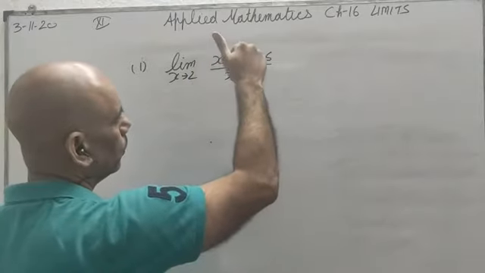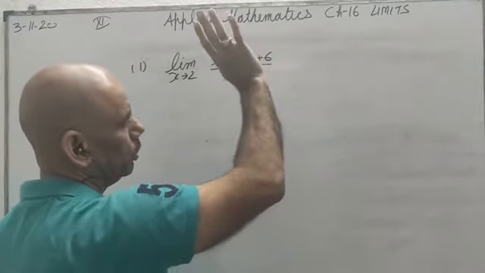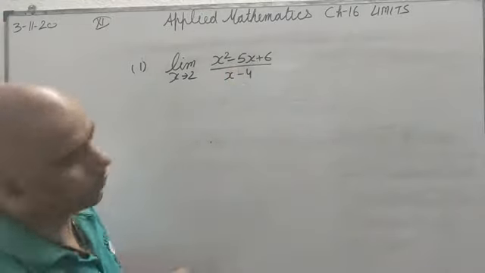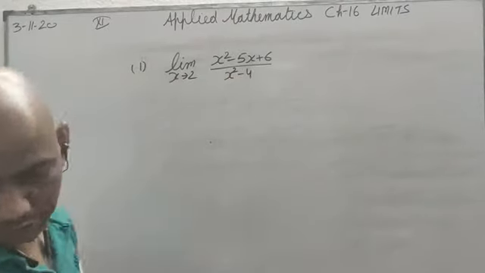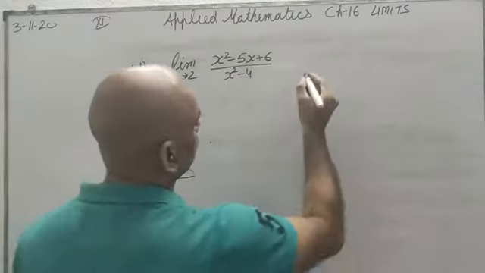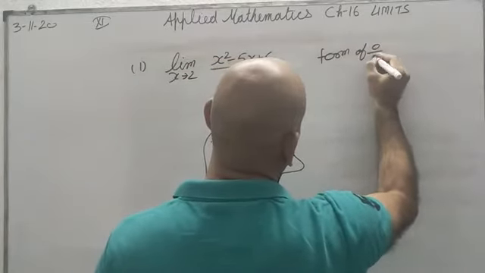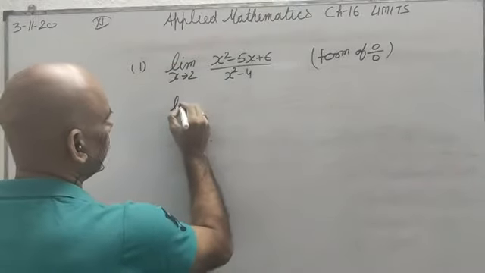2 squared is 4, 4 minus 10 plus 6, 10 minus 10 is 0. So the numerator is 0, and similarly for x square minus 4, 2 square is 4, 4 minus 4, here also it is 0. So it is a 0 upon 0 form. That is why I will have to factorize it.